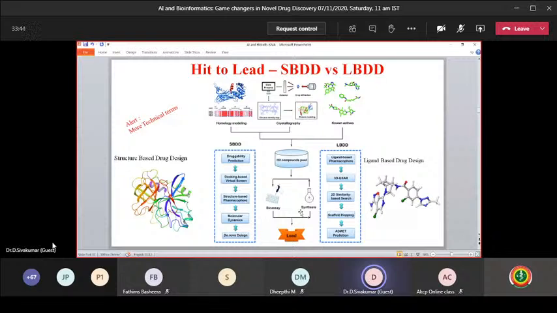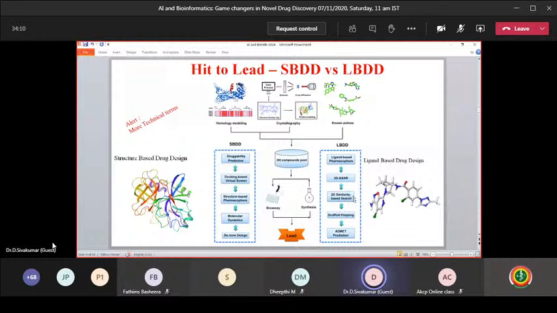Then ligand-based drug design is just the opposite of this one. Here we will get a ligand-based pharmacophore based on several compounds, small molecules. We will align them and find out what the common features of all these molecules are, because they are active. Then we will go with quantitative structure-activity relationship and do a 2D similarity search. Or scaffold hopping is another technique where we replace some scaffold.